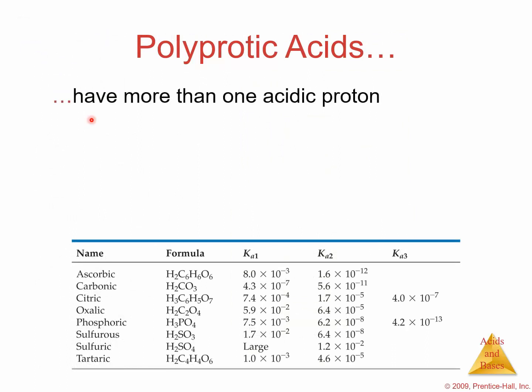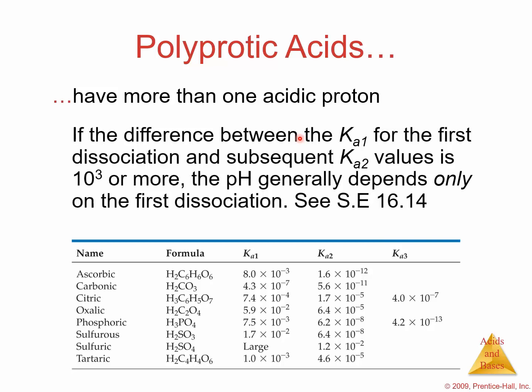Now, polyprotic acids. Many acids have more than one ionizable H atom. These acids are known as polyprotic acids.